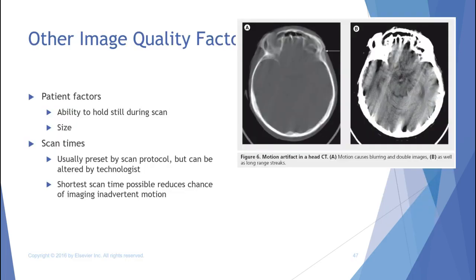Okay, other image quality factors, of course, are motion. So A and B show degraded images because of motion. Okay, size of the patient is another image quality factor. If they are just too big or too small, and you have the wrong technique or you're maxed out on technique. Scan times are usually preset by the protocol, but we can alter them. The shortest scan time reduces the chance of having someone move, especially with pediatrics. You need to just really scan as quick as you can.